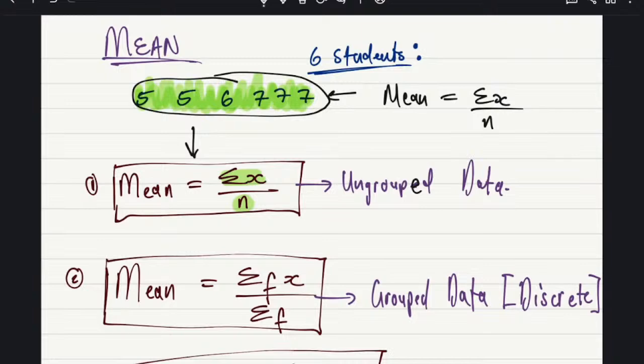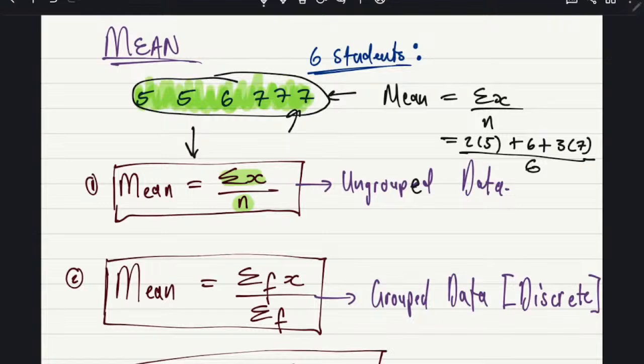What you do is, you would say, let's add all the things, class. We have 2 5s, so you say 2 times 5. Plus, we have only 1 6, so you say 6. Plus, we have 3 7s, so you say 3 times 7. Then you divide by how many they are. How many are the things? 1, 2, 3, 4, 5, 6. They told you 6 students, so you divide by 6. Then you're going to find mean. This is how you do it for ungrouped data.